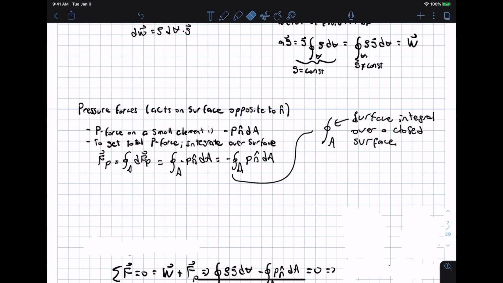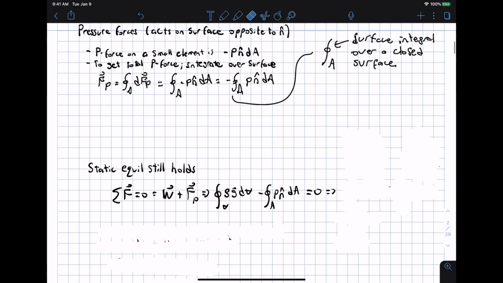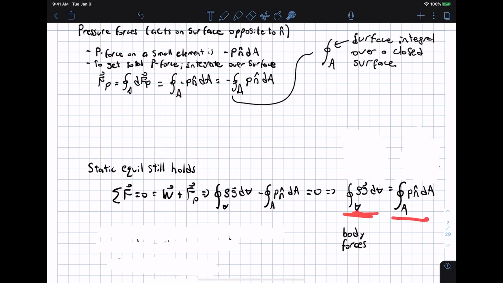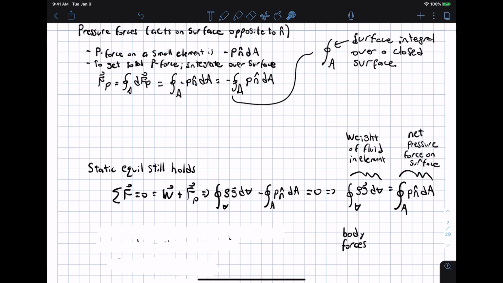Okay, so we know the pressure forces, we know the net weight, and now static equilibrium still holds, which basically means that the sum of F is equal to 0, and we have everything drawn arbitrarily. So we have the net weight plus the net pressure forces. Well, we use our volume and area integrals that we derived in the general sense. So we have this expression here for the weight, and this expression here for the pressure forces. That implies basically that the weight of the fluid is equal to the net pressure forces pushing on the fluid element. Okay, and these terms here, we will actually call body forces in this class, and we'll discuss more about those later. And these are surface forces.